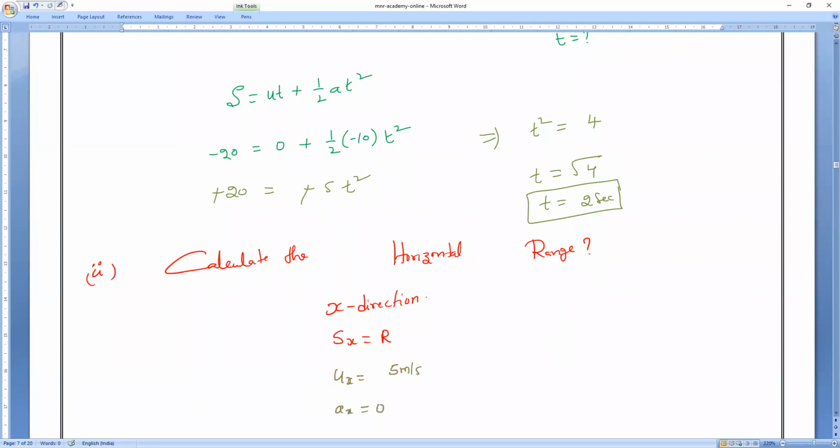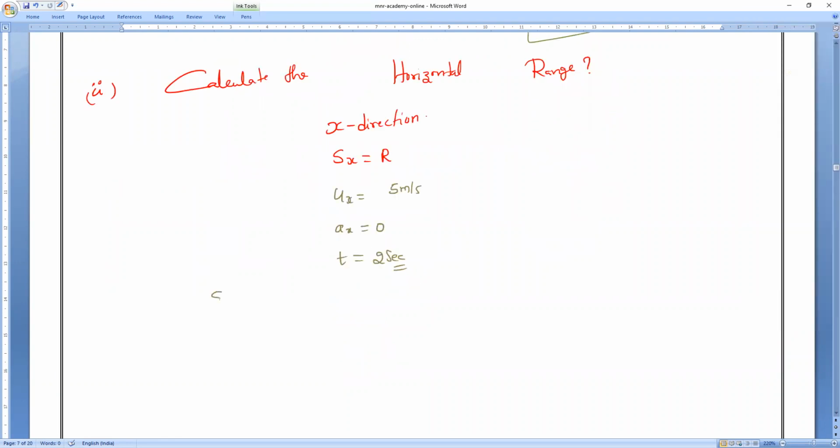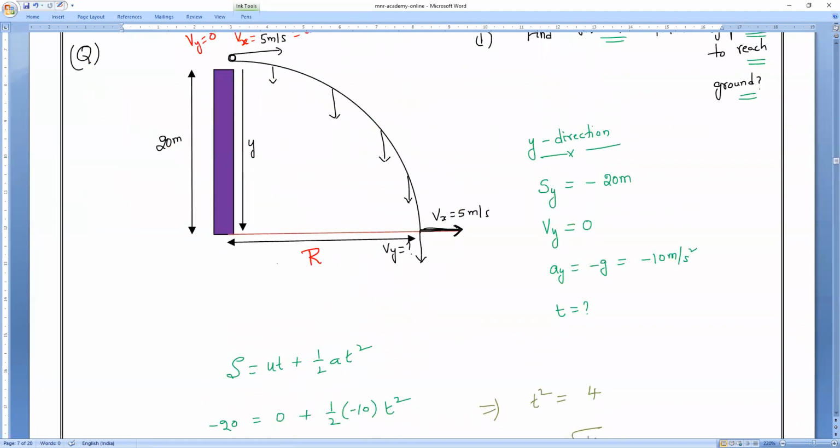Next, what is the acceleration in X direction? We all know acceleration in X direction is 0. And we found the time just now: t is equal to 2 seconds. So applying the second equation of motion, s is equal to ut plus half at square. s is R, initial velocity is 5 into time 2, plus here the whole term becomes 0 because acceleration is 0. So what is the range? 10 meters. R is equal to 10 meters.